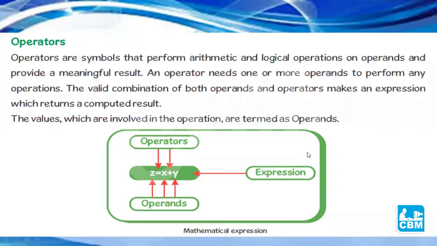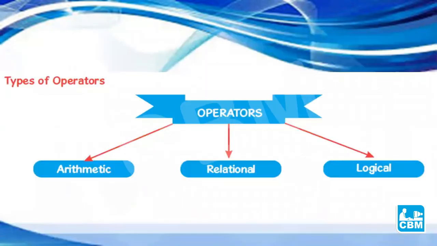Now we are going to learn about operators in Python. Operators are symbols that perform operations on operands. The different kinds of operations that can be performed on the operands are arithmetic and logical operations. An operand is basically a value which is involved in the operation. The different types of operators are arithmetic, relational, and logical operators.